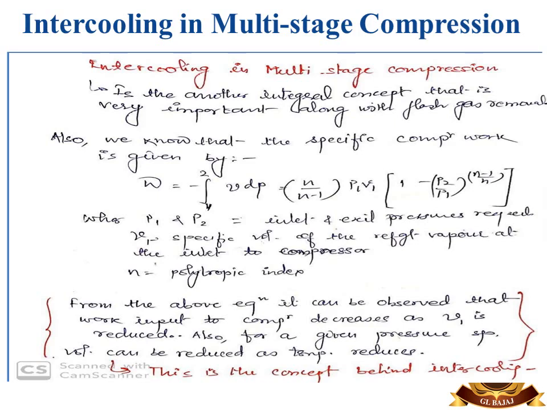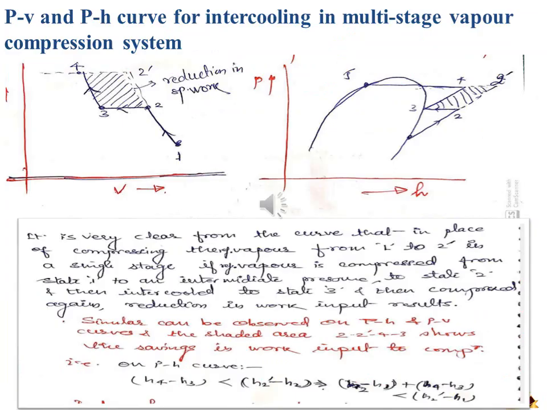From the above equation, it is clearly observed that the work input to the compressor is directly proportional to the specific volume of the refrigerant entering the compressor. So if we are able to reduce the specific volume at the entry to the compressor, we will always have a reduction of compressor work input. For doing this, we have to reduce the temperature, and that is how we can reduce the specific volume of the refrigerant. This is the idea behind intercooling.